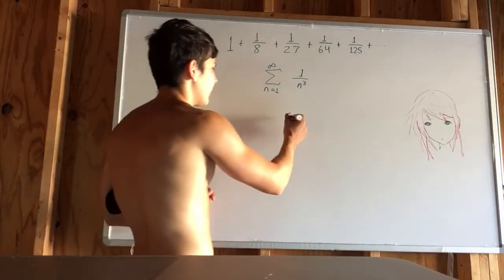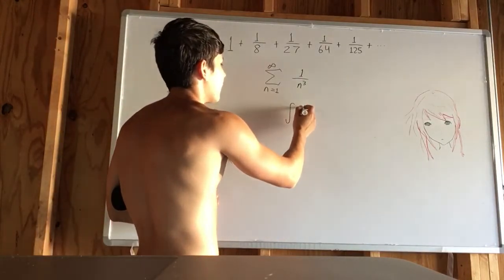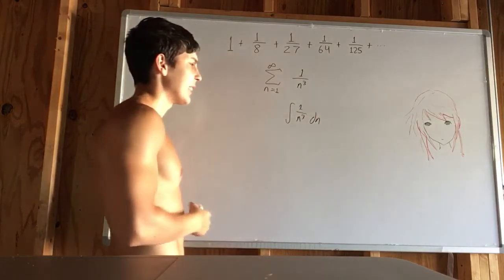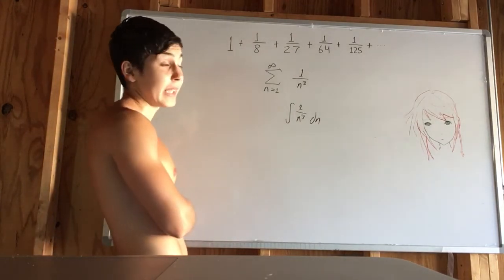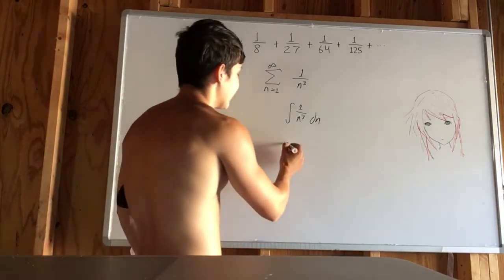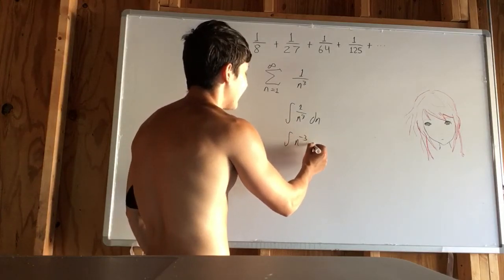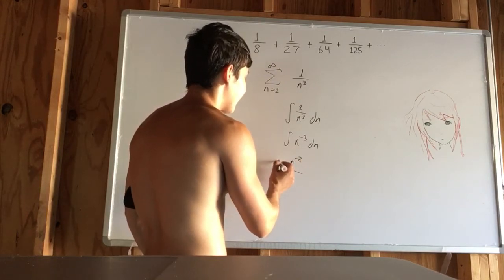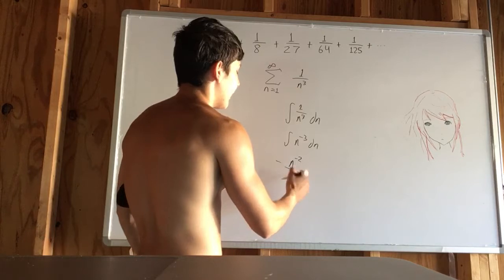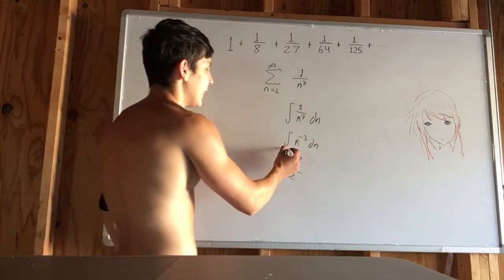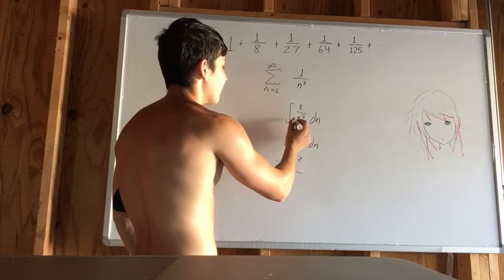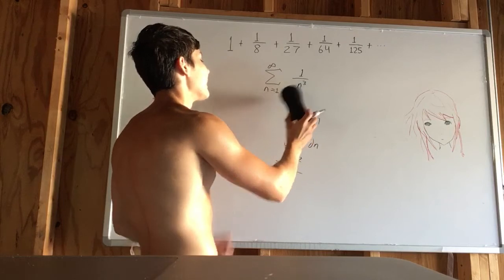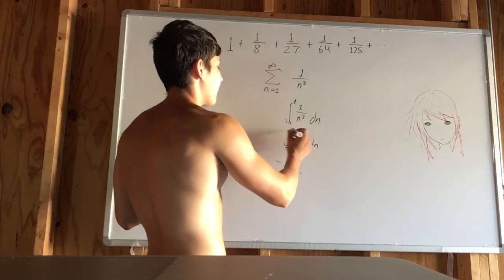Let's do the integral test. We just take the integral of 1 over n cubed dn. We can change these to x's if you want. I'm just going to leave them as n's. And now we just do n to the negative 3 dn. We add 1 to that and then divide by negative 2. So that's what we have, and we're going from 1 to infinity. We can't work directly with infinity, so we change these to t's and use a limit.